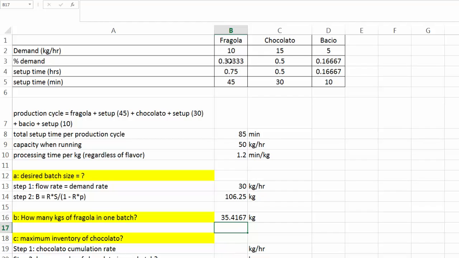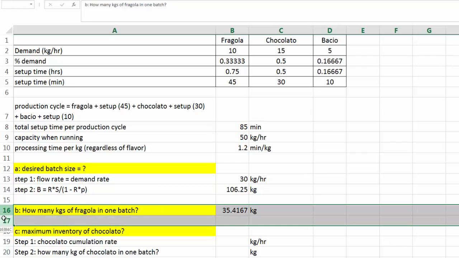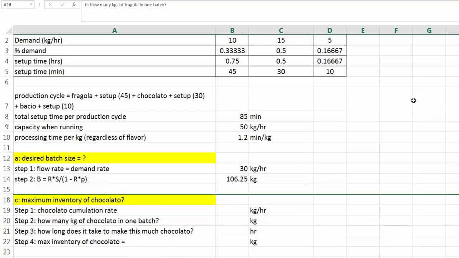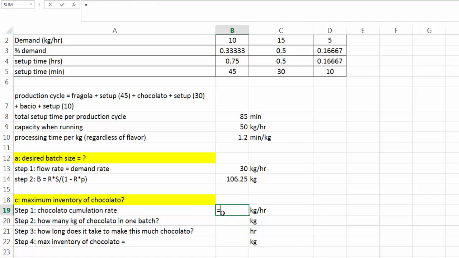Question C is a tricky one. What would be the maximum inventory of Chocolato? Let me hide a couple of rows so that we can see the entire question C. All right. To find the answer to question C, we're going to follow the following steps. Step 1, what would be the Chocolato accumulation rate? Recall that ice cream will be made at a constant rate of 50 kilograms per hour, and the demand rate for Chocolato is 15 kilograms per hour. The difference is the Chocolato accumulation rate, 35 kilograms per hour.